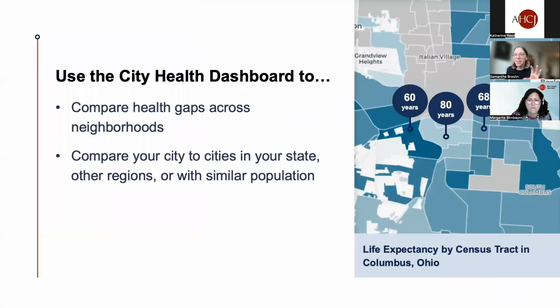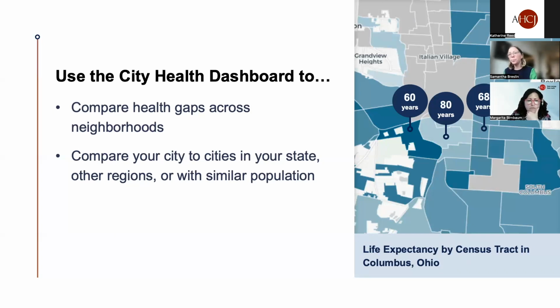And then in case anyone's not familiar with the City Health Dashboard, I've just pulled out here 2 use cases of that tool. So the first is comparing health gaps across neighborhoods. I've included a snapshot of the neighborhood level map of life expectancy for Columbus, Ohio, and highlighted these 3 neighborhoods that are less than 1 mile apart across all 3. Yet residents living in these 3 neighborhoods have very different life expectancies that range from 60 to 80 to 68.